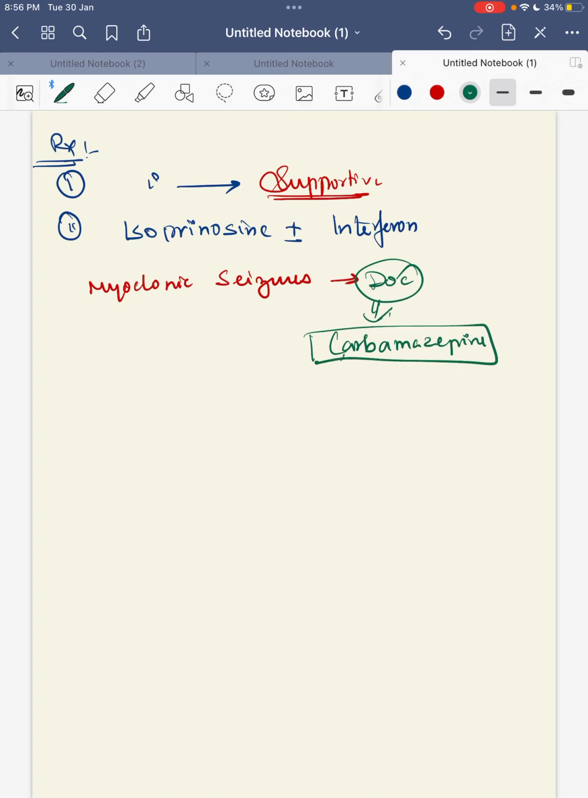Okay, so this is about the treatment for a child with SSPE. Treatment for a child with measles is always supportive management. Okay, thank you. We will discuss the next virus in our next session. Thank you.